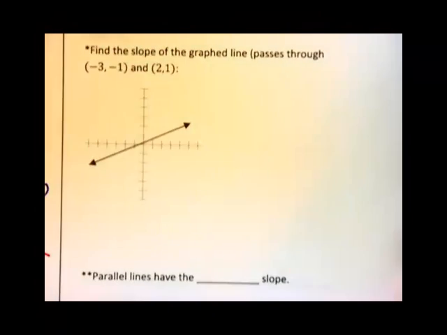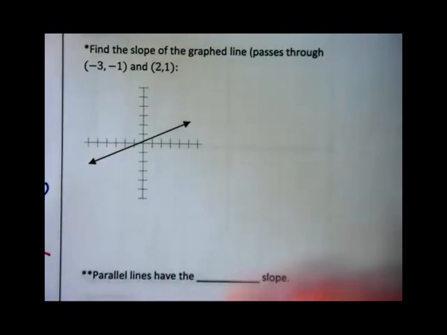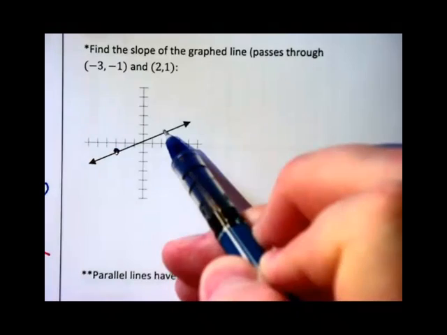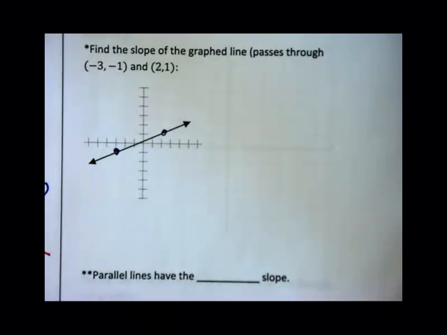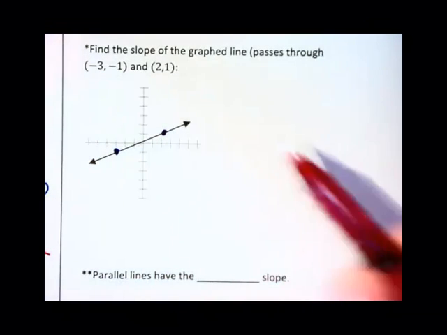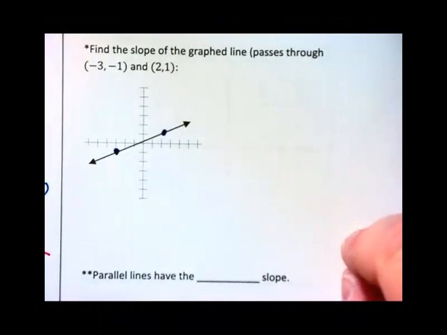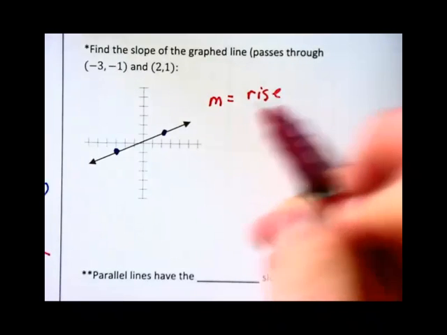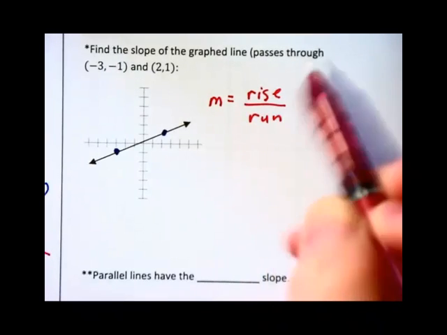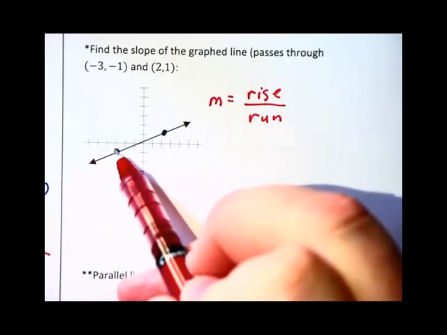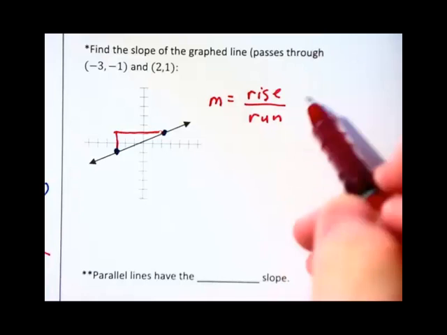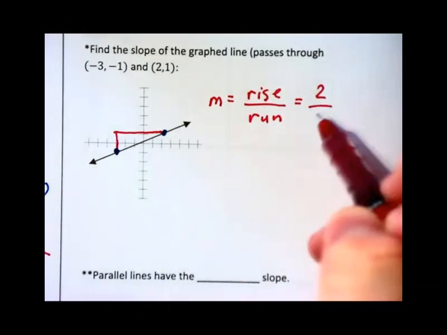Okay, next one. Find the slope of this line. Well, we've told you it goes through negative 3, negative 1, and 2, 1 to help you identify those points a little bit more closely, since we don't have a graph paper scale behind this. And so we want to look at what is the rise compared with the run. And we always start at the leftmost point. It appears we've gone up 2 and over 5. So rise 2, run 5.